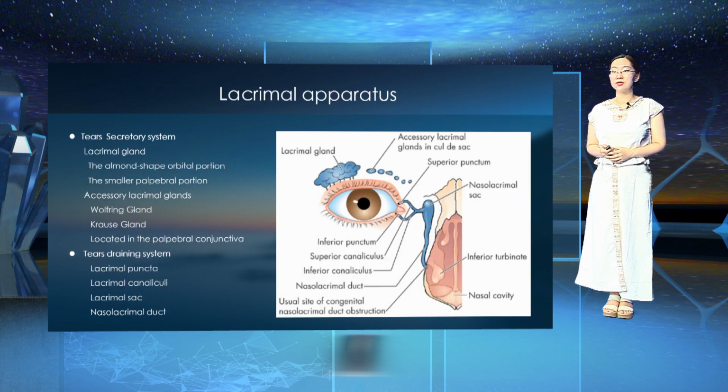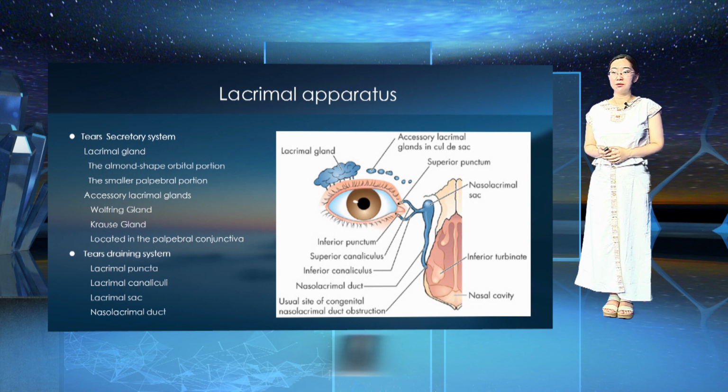The lacrimal apparatus is divided into 2 parts: the secretory system and the draining system. The secretory system is responsible for the production of tears. It's mainly composed of the lacrimal gland and accessory lacrimal glands. The lacrimal gland includes 2 parts: the almond-shaped orbital portion and the smaller palpebral portion. The accessory lacrimal glands include the glands of Wolfring and Krause. They are located in the substantia propria of the palpebral conjunctiva.